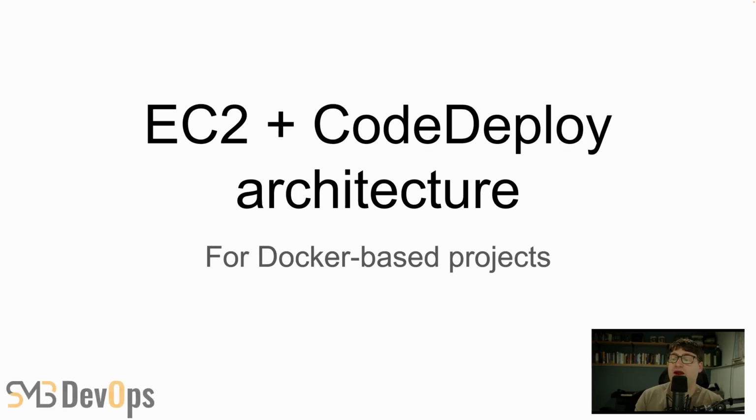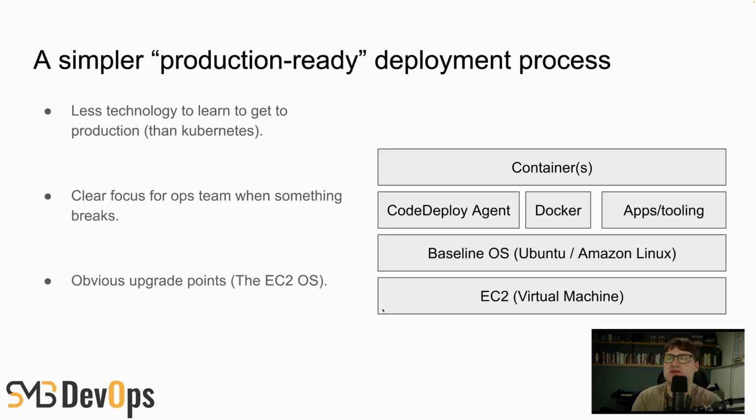All right, I'd like to point out what this architecture is all about. So first and foremost, what I'm calling this is the EC2 plus CodeDeploy architecture for Docker-based projects. Now, that it is Docker-oriented is a little bit unique because there are lots of other container runtime implementations out there and architectures, but the main emphasis here is all about simplicity. So let's talk about some of the advantages of this architecture in general.